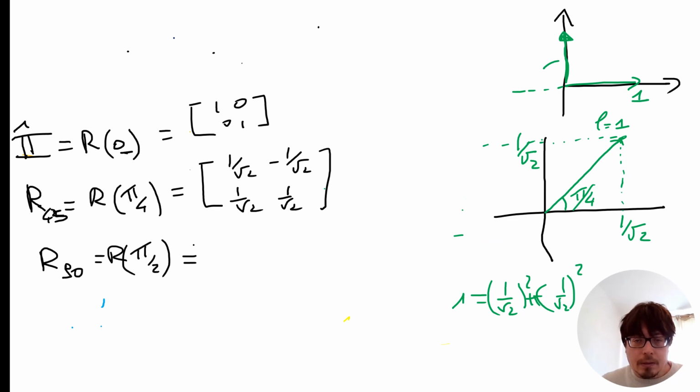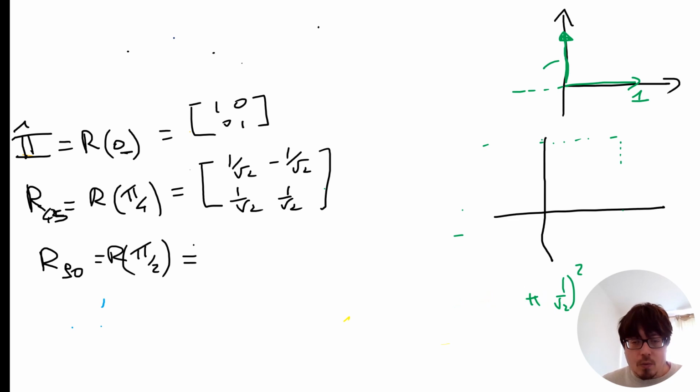So my vector that is lying on the x-axis will be of length 1, and then it needs to be rotated by 90 degrees. As you can see, this is 90 degrees, and it will be y equals to 1.